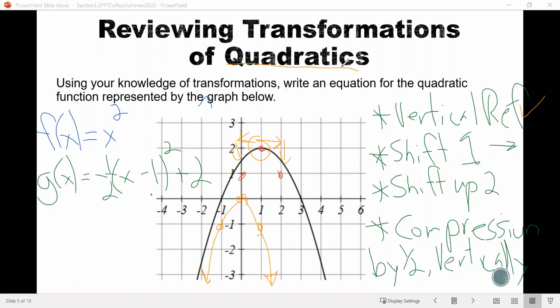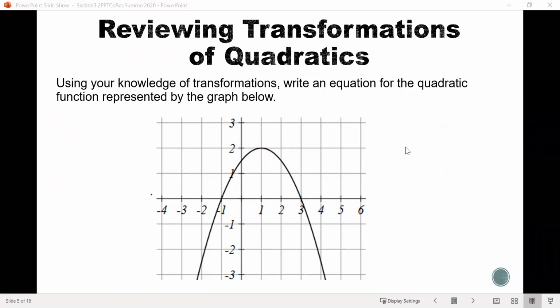So if I write this out a little more legibly, what we get is g of x equals negative 1/2 times (x minus 1) squared plus 2. Okay, and you can check with your graphing calculators that this equation, in fact, would give us this graph that we have here.